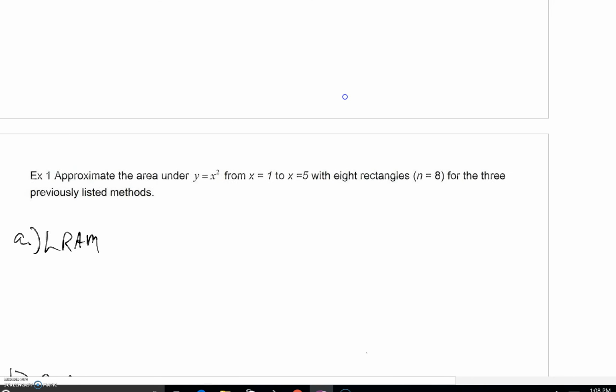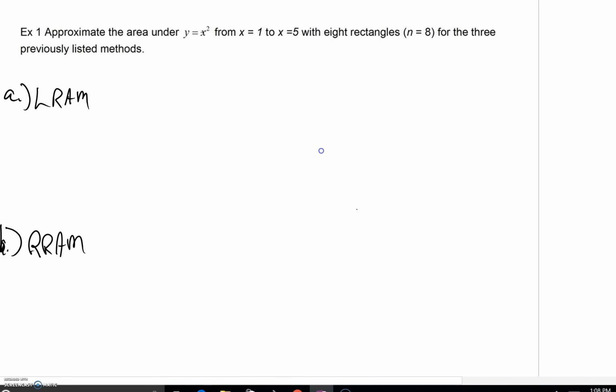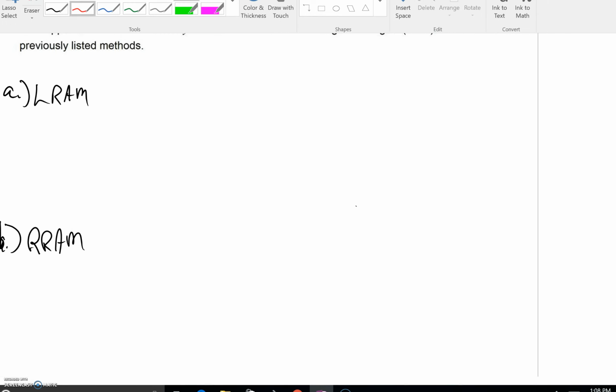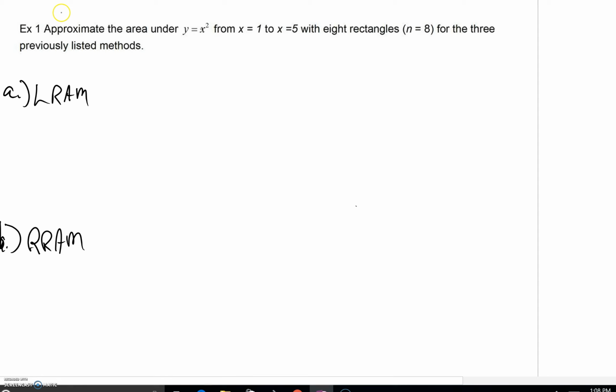So we're going to go to example 1, and we're actually going to do each of those 3 types of problems. This is a very calculator-based type of activity. The calculator is really going to help you out a lot. So before we go much further, let me just state the obvious that your A here is 1 and your B is 5. You have a parabola, so this is not a standard geometrical shape.